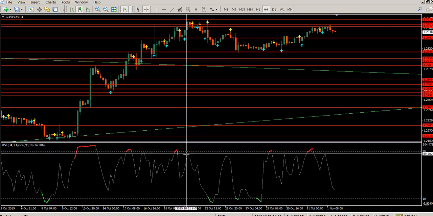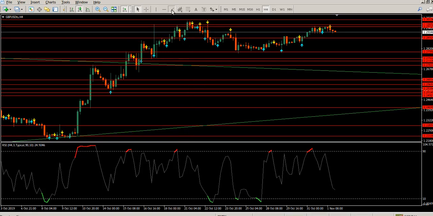Excuse me. Right here we've got divergence. We've got two highs there, and two highs here. So here's the first one. Here's the second one. And we have a higher high here and a lower high here. That's divergence, and it was at a major level, at the very top of this move.